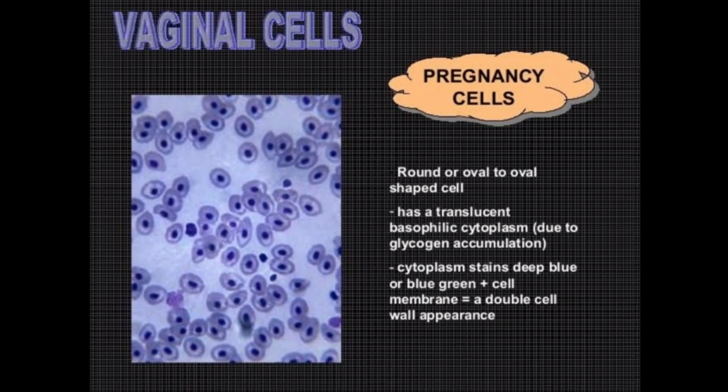Next, we also have pregnancy cells. So these are round, oval, or boat-shaped cells with translucent basophilic cytoplasm observed greatest at the center of the cell due to its glycogen accumulation, pushing the nucleus to the side or towards the cell membrane. This appearance is characteristic due to a deeper blue stain of the cytoplasm at the periphery.